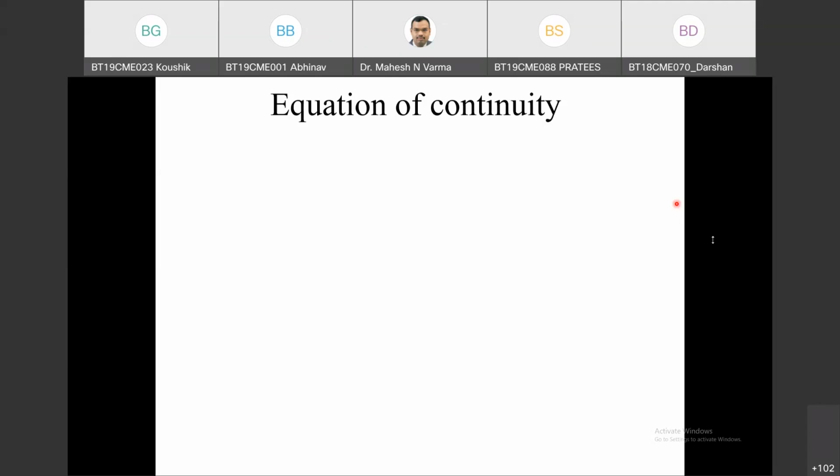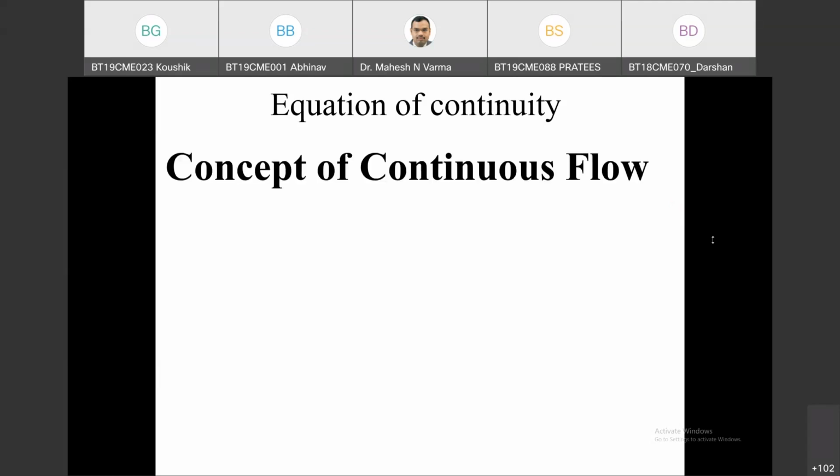So rate of mass coming in minus rate of mass going out plus generation of mass plus consumption of mass will be equal to accumulation of mass. This will be the overall mass balance equation, but in the continuity equation we will not consider generation or consumption. A mass balance equation without generation and consumption is called the equation of continuity.